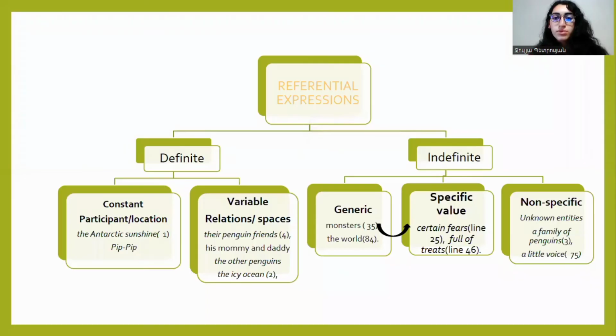So continuing with referential expressions, I have found definite and indefinite referential expressions, which show relations between participants, locations, or places where the actions take place. And one important example is generic, which is monster, because it is generic and also it can have a specific value from the point of view of cultural knowledge.